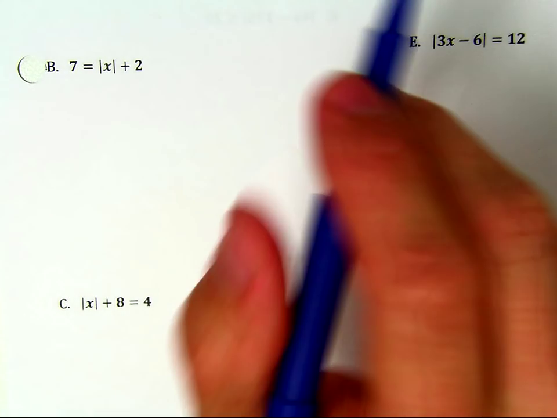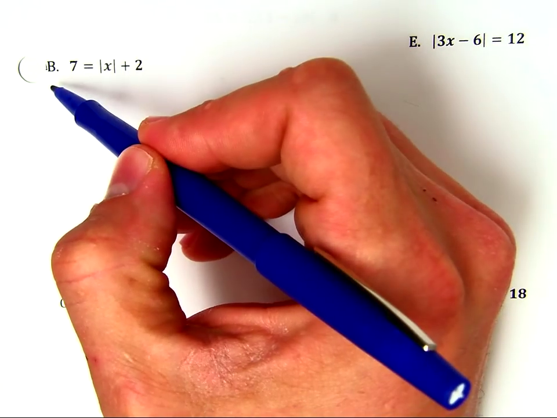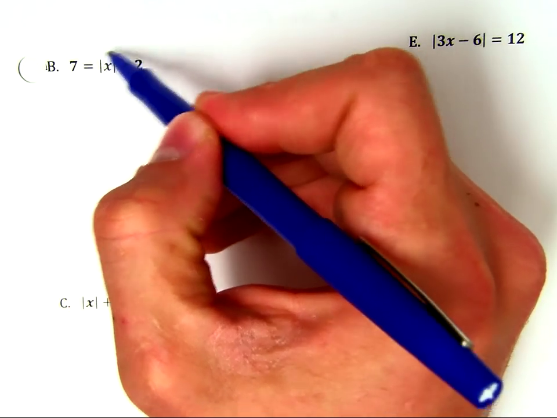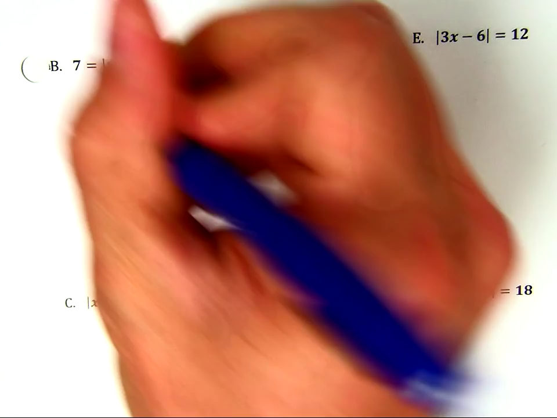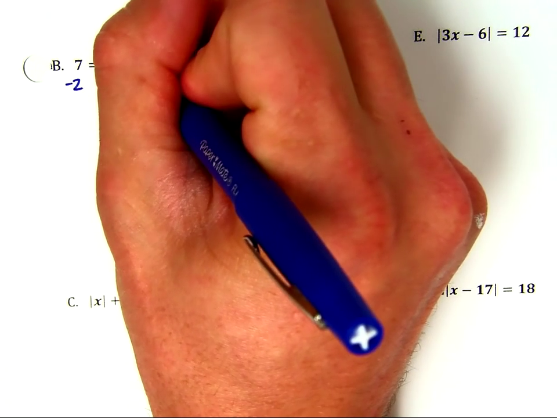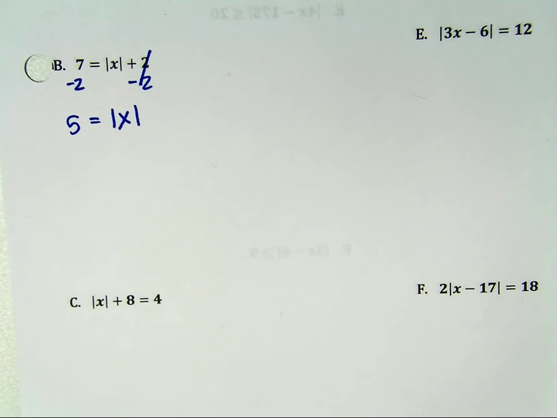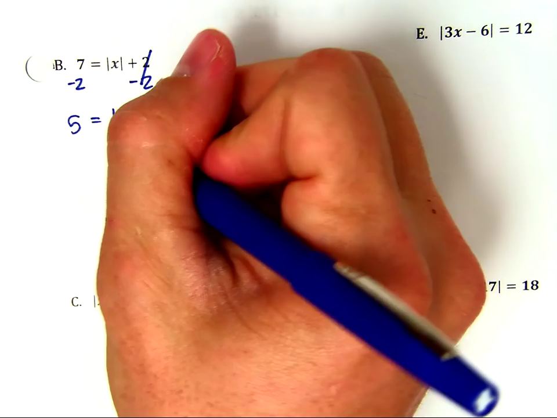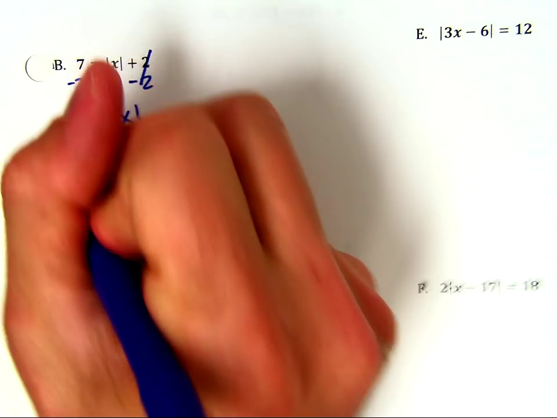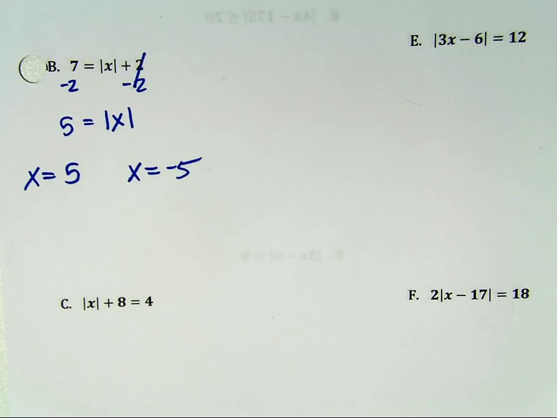Okay? All right. So now, if we take a look at problem B, we have 7 equals the absolute value of x plus 2. So whatever the absolute value of x is, we add 2 to that, we get 7. So before we start considering the absolute value, we first want to get the absolute value part by itself. So I'm going to subtract 2 on both sides. So now I get the absolute value of x is equal to 5. Same thing as above. We don't know whether x is positive or x is negative. So we say that it's both. x equals 5 and x equals negative 5.